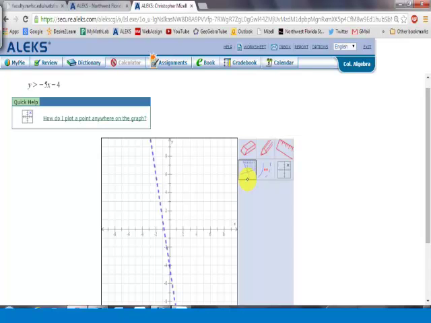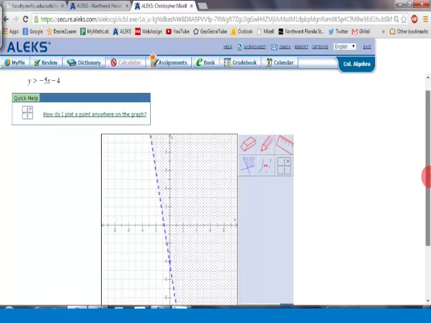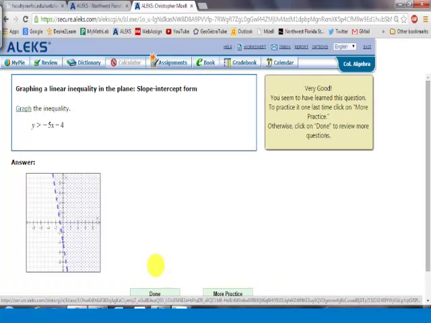We want to shade everything above the line because it's a greater than. If we wanted to use the origin as a test point, 0 is greater than 0 minus 4. 0 is greater than negative 4. That is true. And the origin is in the shaded region. So the test point confirms it, but in this case we can trust that. Looks like it's finished. Click on next. And it's good. All right.